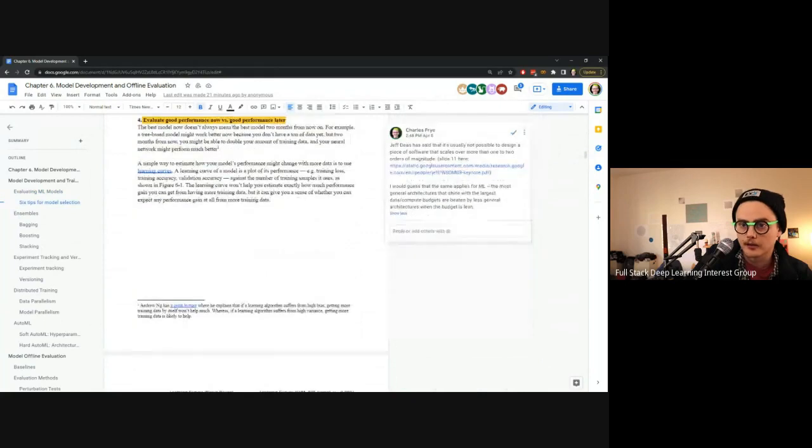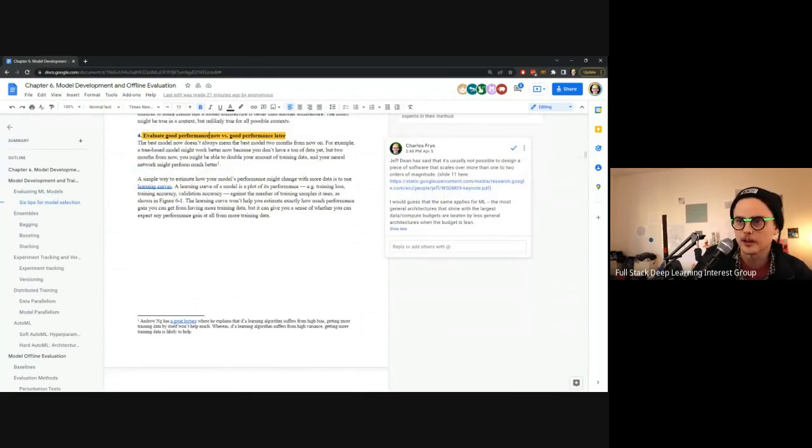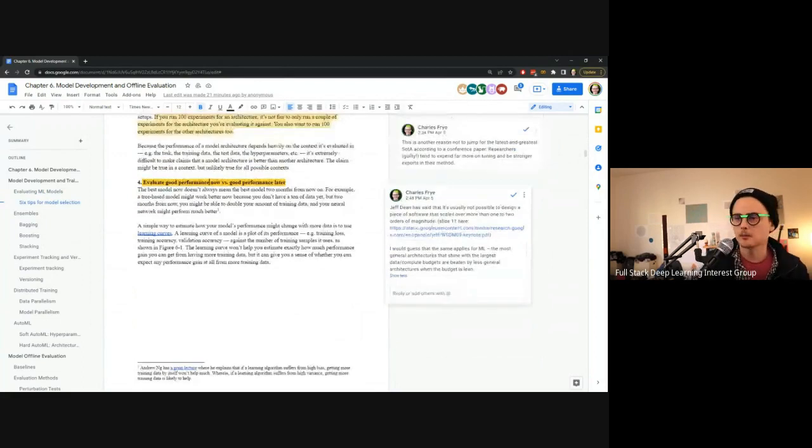Yeah, yeah. So that's in our six tips for model selection. That's towards the beginning there. There are six heuristics, or actually it's mostly common pitfalls.